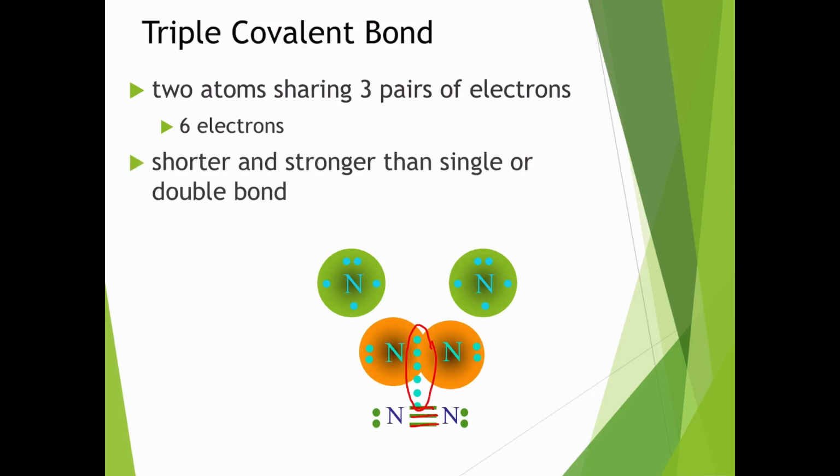And again, that is even stronger and shorter than the double bond, which again was shorter and stronger than the single bond. The triple bond will be the shortest and strongest of them all. You cannot make quadruple bonds. So if you ever see that, somebody is pranking you, or it's a trick question or something like that. But triple bonds are the strongest and shortest.